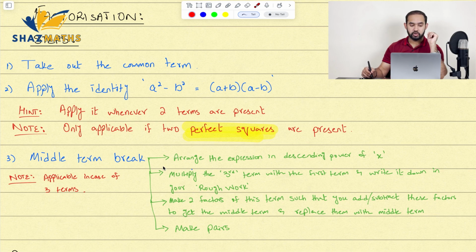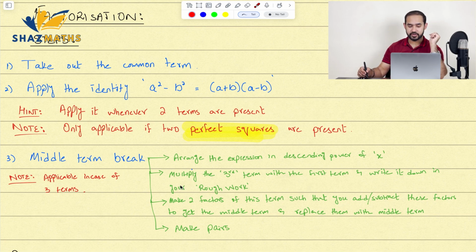Now whenever 3 terms are involved, we will take out the common term, we will then apply the middle term break method. But for the middle term break method, there are a few steps that we have to follow. Now what are those steps? The first one is we will always arrange the expression in the descending power of the variable involved. Right now I have just written down the descending power of x, but whatever the variable involved is, we will always arrange the expression first in the descending power of that variable.